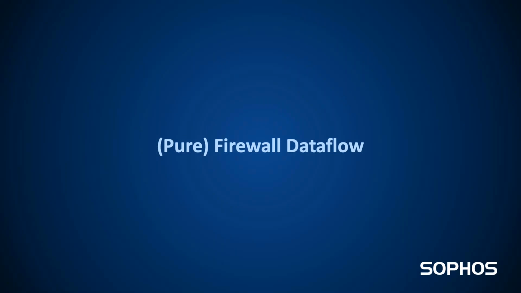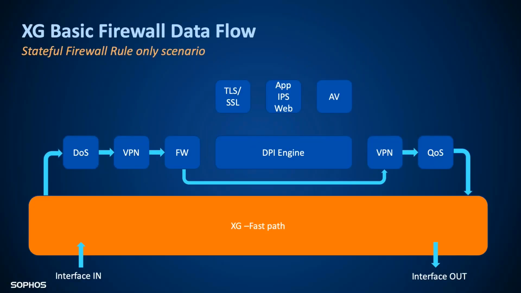So the pure firewall data flow. This slide shows the path that all traffic for any given connection will take. Now, when XG operates in pure firewall mode, that means no DPI engine is in place, so the DPI engine is completely bypassed. This is the initial state of the connection. Traffic comes into the interface, goes out to the denial of service check, VPN check, and also looks up the firewall rules, completely bypasses the DPI engine and egresses out.